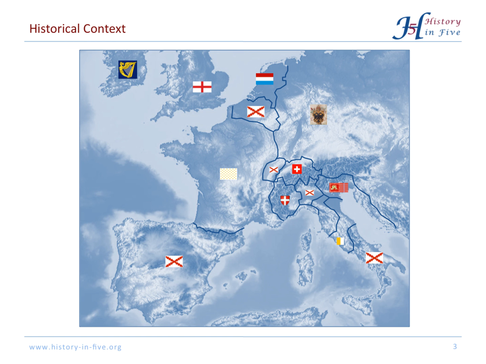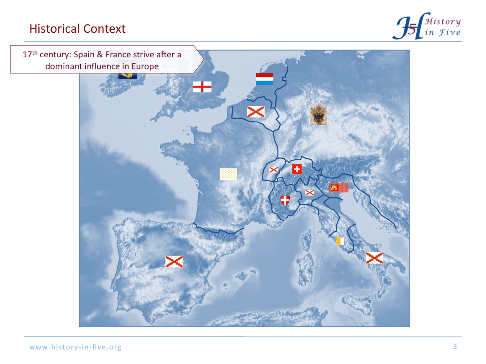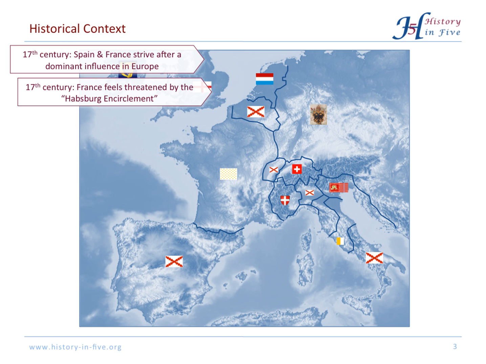To the historical context, both countries, Spain and France, wanted to be the most dominant power in Europe. Furthermore, France felt threatened by the Habsburg encirclement. The Spanish Habsburgs were not only in Spain, they also were in the Spanish Netherlands and in Burgundy. And don't forget, there was the other Habsburg line, east of France, the emperors of the Holy Roman Empire. So a main objective of French policies was to weaken the Habsburgs.